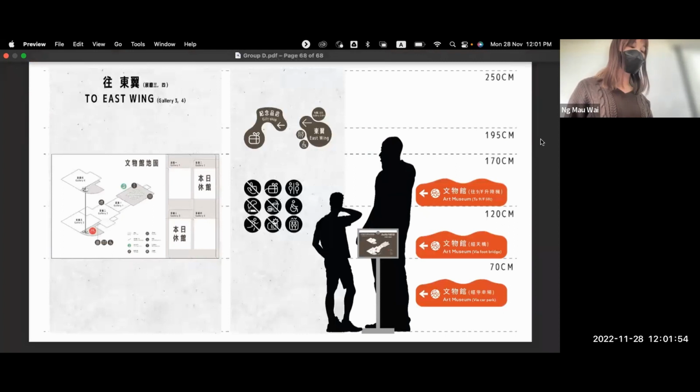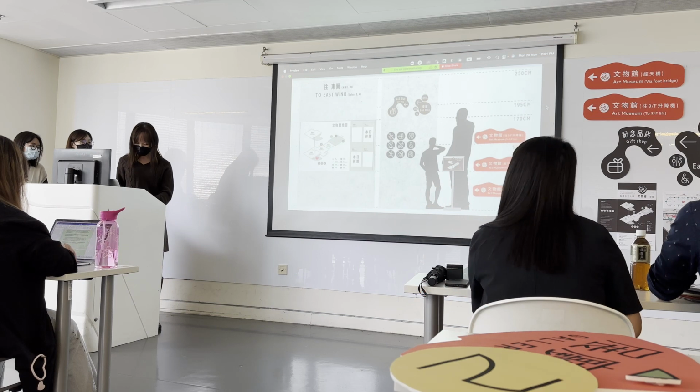Last but not least, here it shows all the things we did for the wayfinding system, including the floor plan, pictograms, and so on. Also the dimensions of them.